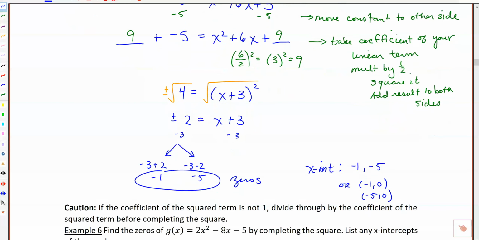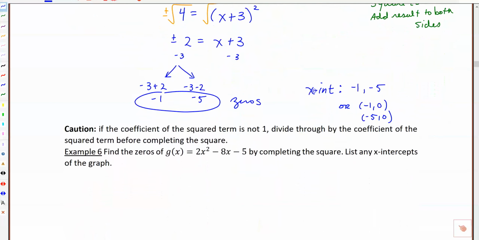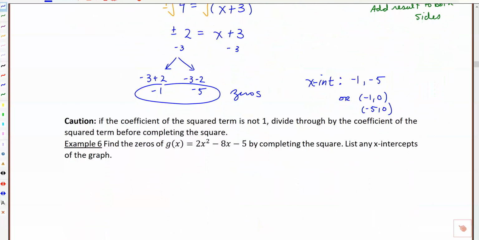Now, as a word of caution about the completing the square process, if the coefficient of the squared term is not a 1, you're going to need to divide through by that coefficient of that squared term before you do the completing the square process.